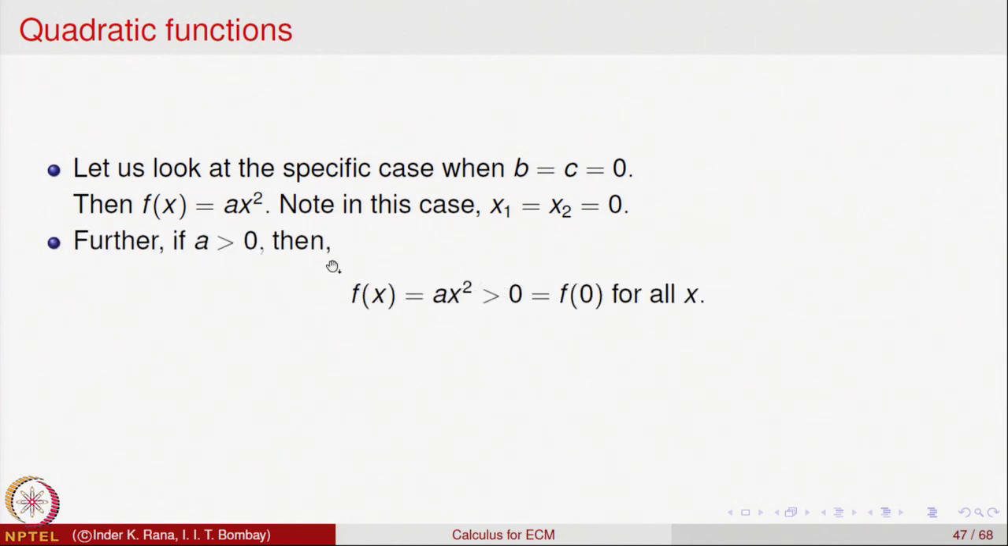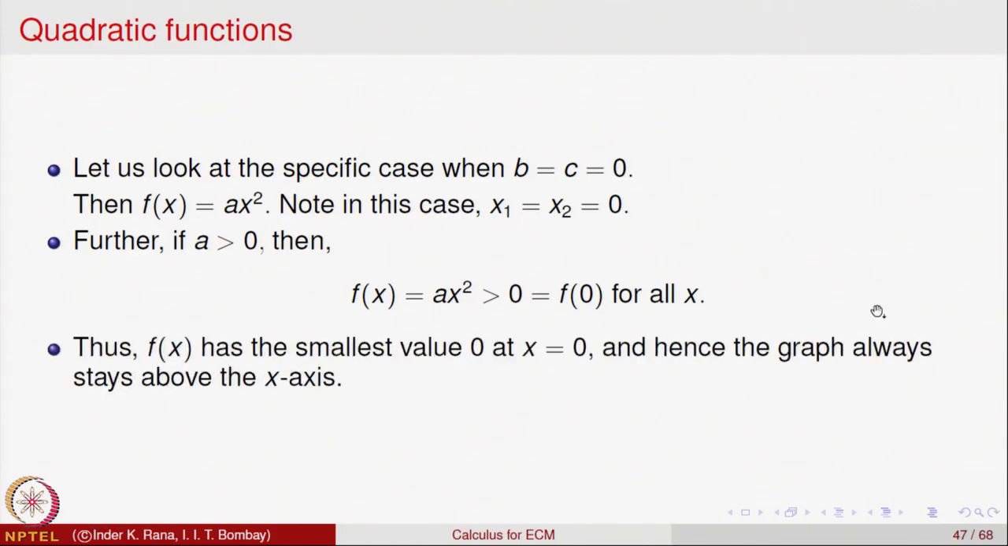So, when a is bigger than 0, f x is a x square, and x square is always a non-negative quantity. So, a x square is bigger than or equal to 0. At 0 the value is 0, and for every other value f of x is bigger than f at 0. So, what does that indicate? That indicates that f x has the smallest value at 0 and that value is 0. Hence, the graph of the function will always be above the x axis.